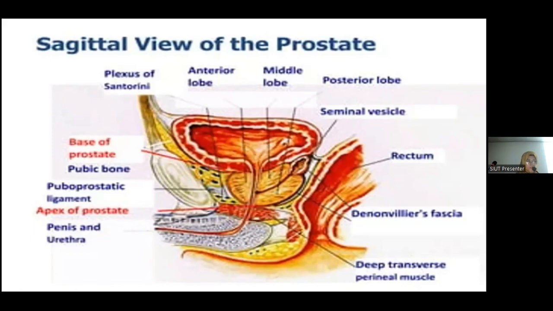Anatomically, the prostate is divided into five lobes: anterior and posterior lobes, two lateral lobes, and the medial lobe. And histologically, there are the central and transitional zones and the peripheral zone. The peripheral zone is the most common site for carcinomas, and the transitional zone is the most common site for benign hyperplasia of the prostate.